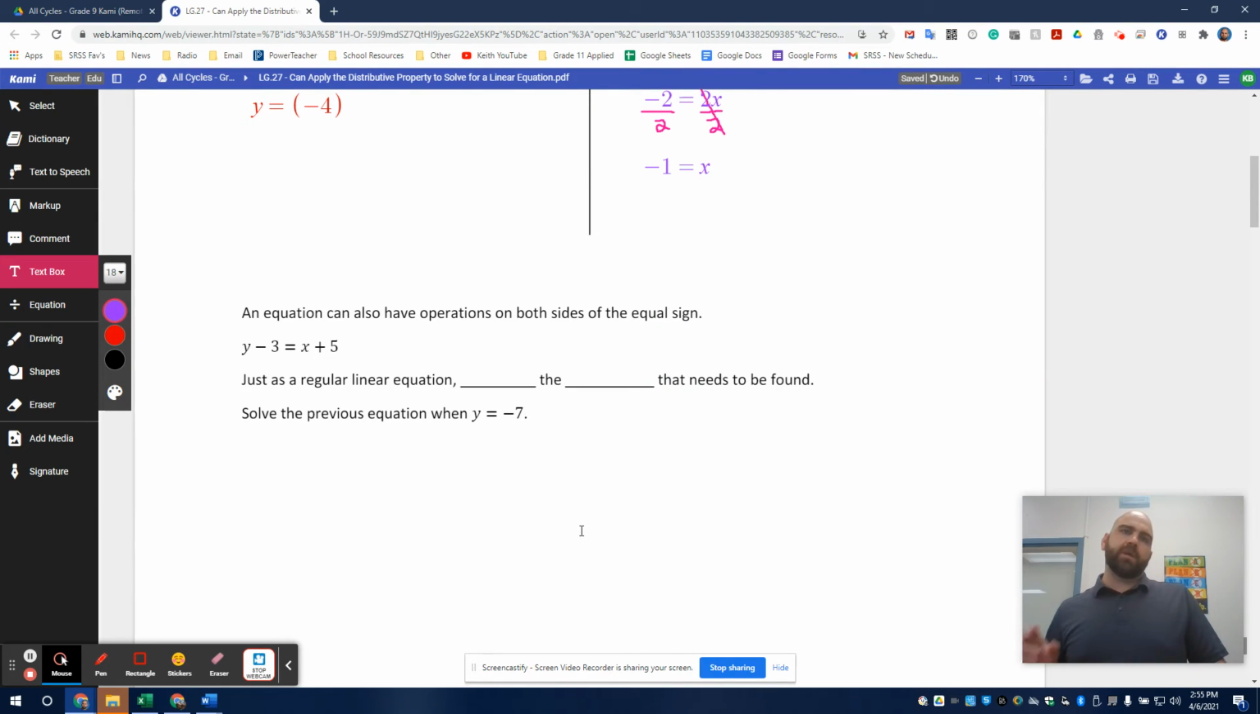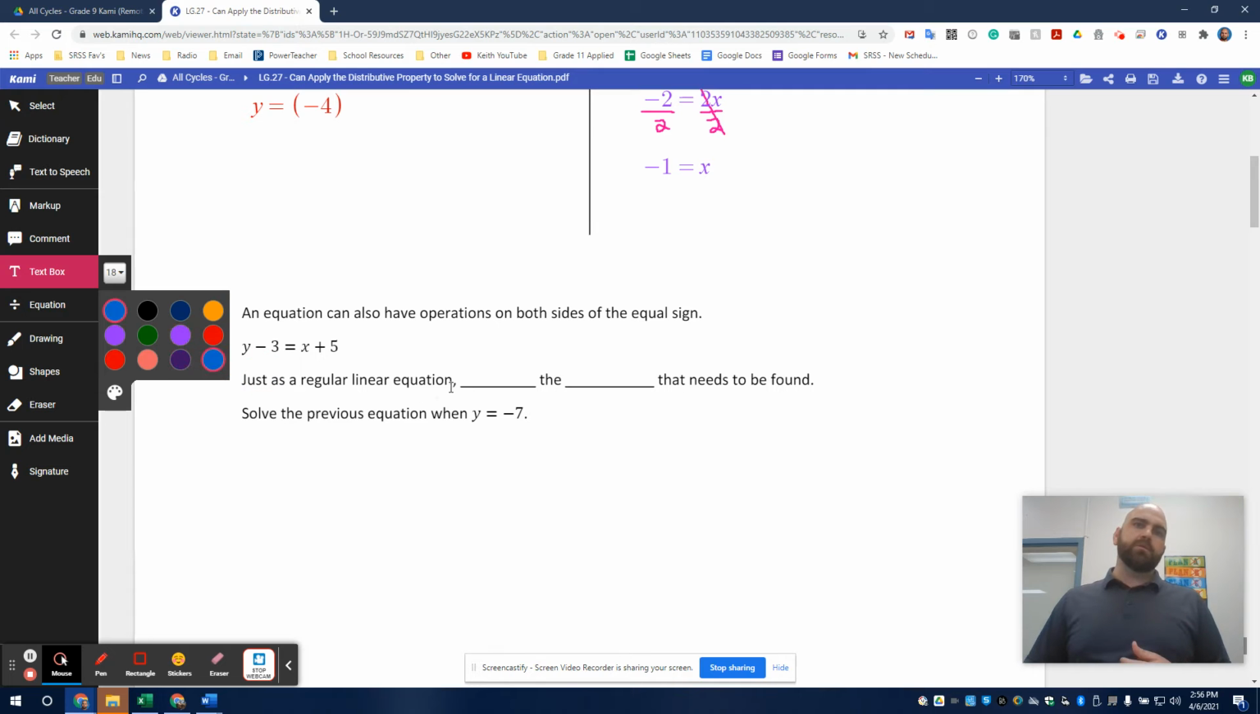Now, an equation can also have operations on both sides of the equal sign. Something like this one here: y minus 3 is equal to x plus 5. There's going to be a relationship here, but now we also have operations on both sides. Neither one of our variables is isolated at this point.